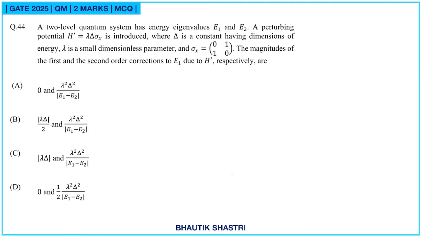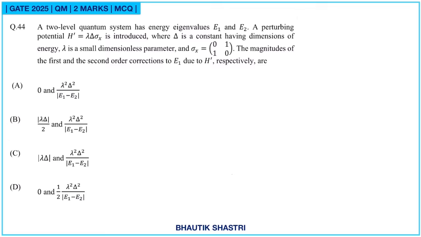Next question. A two-level quantum system has energy eigenvalues E1 and E2. The perturbing potential H dash is equal to lambda delta sigma x is introduced, where delta is a constant having dimensions of energy, lambda is a small dimensionless parameter, and sigma x is 0, 1, 1, 0. The magnitudes of the first and second order correction to E1 due to H dash is.